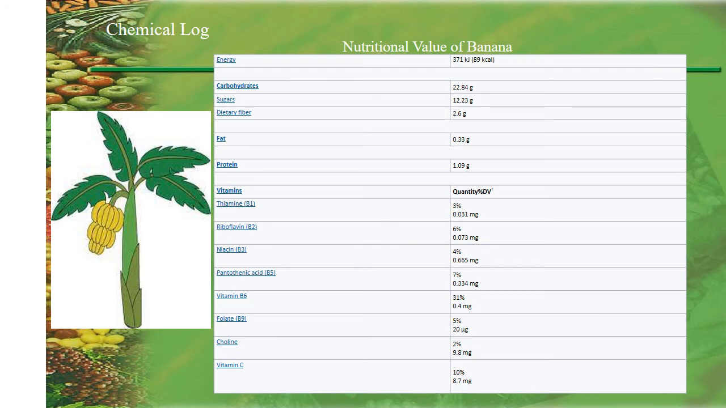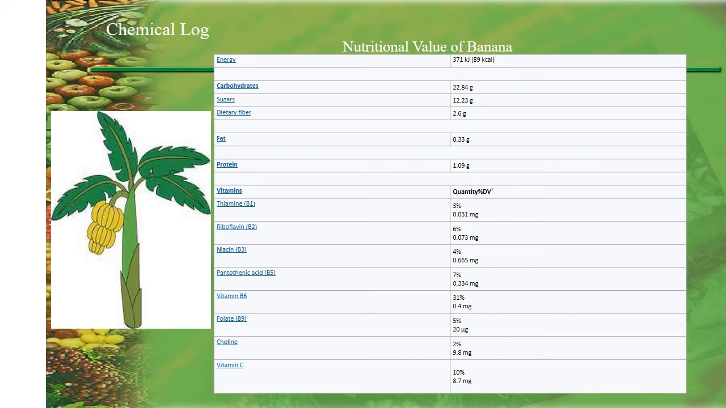Nutritional value of banana. Energy, 371 kilojoules. Carbohydrates, 22.84 grams. Sugars, 12.23 grams. Dietary fiber, 2.6 grams. Fat, 0.33 grams. Protein, 1.09 grams.